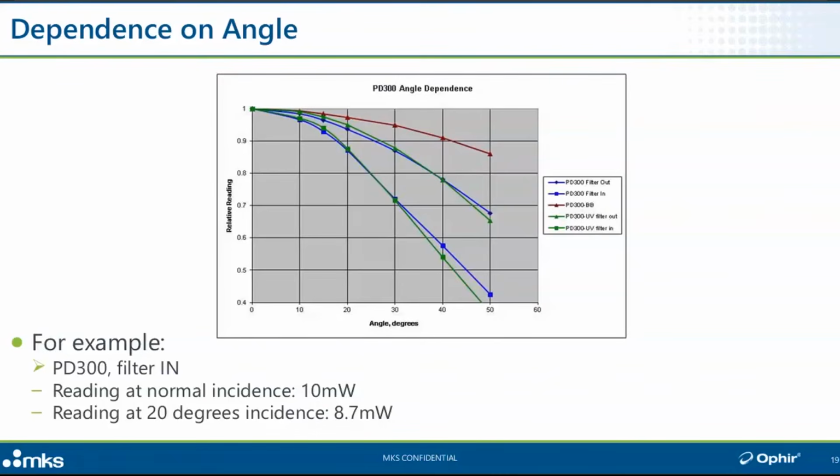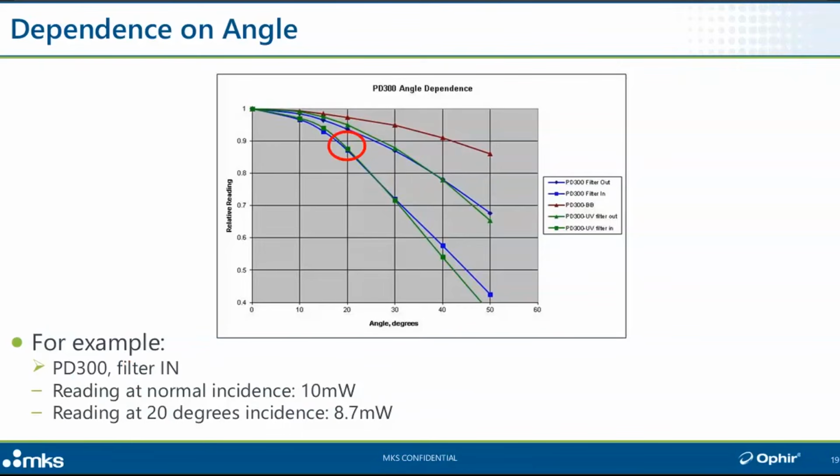Here you can see, from our data sheets, our workhorse model of photodiode power sensor. We call it the PD300, 300 because it measures up to 300 milliwatts, depending on the wavelength, but whatever. Here we see graphs of angle sensitivity, angle dependence for a few different models. We're actually going to be looking at this one with that removable attenuating filter in and out.